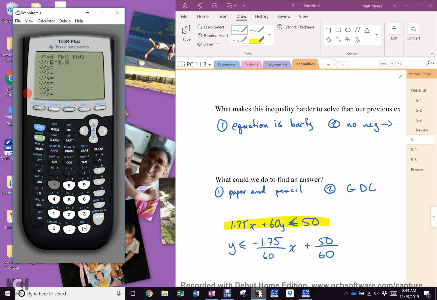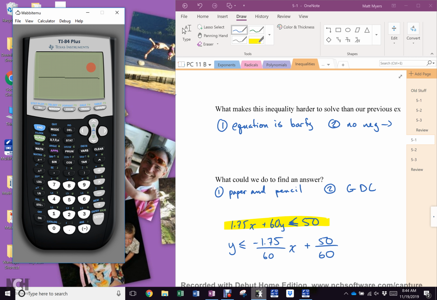Negative 1.75 divided by 60. Yeah? Oops, I forgot the brackets. Sorry. Bracket. Negative bracket 1.75 divided by 60, close brackets, x, plus bracket 50 divided by 60. Everybody cool? Now, if you have your own calculator, I see some people playing along. That's fine. Graph.